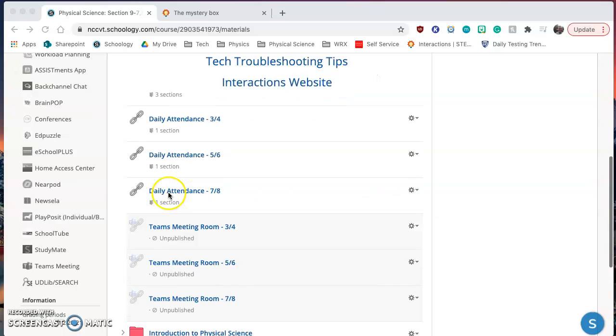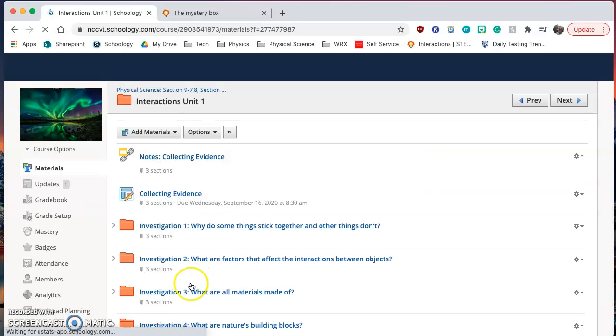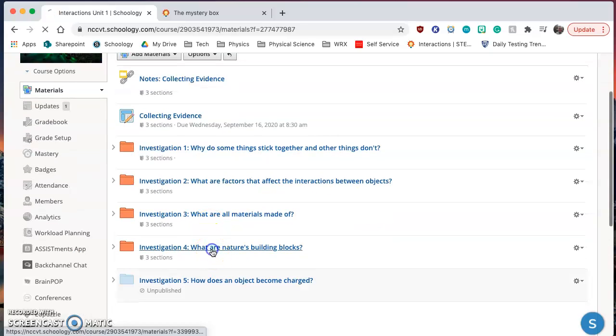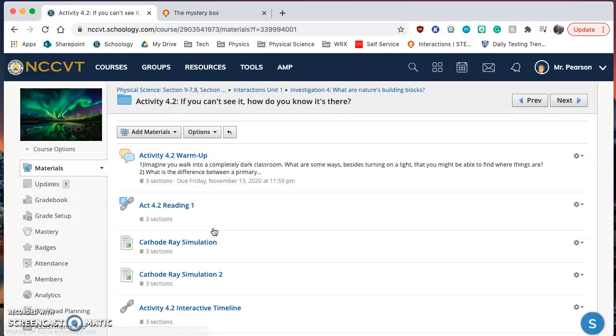Taking a look. Still in Unit 1, Investigation 4, now Activity 4.2. Our question here is, if you can't see it, how do you know it's there? All right, there's a warm-up here. If you were to walk into a completely dark classroom, what are some ways you might find where things are? Without turning on the light, of course.